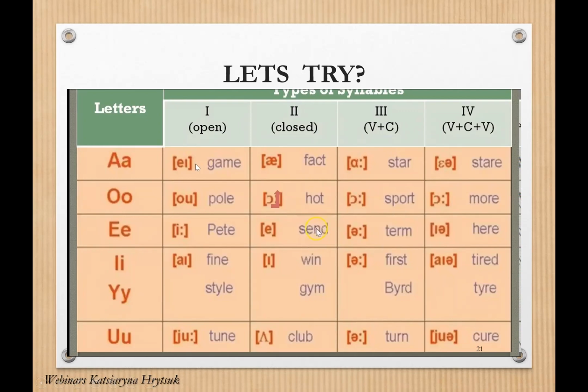Be careful here. Letter U, sound U, tune. Letter U, sound A in a closed syllable, clap, turn. And here, cure, U, vowel, consonant, R, vowel, E, cure. So, let me do it fast, later you try. Game, fact, star, stare, pole, hold, sport, more. Beat, sand, term, here. Fine, style, win. First, tired, tune, clap, turn, cure.